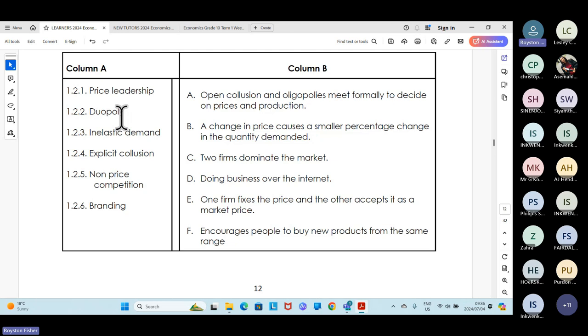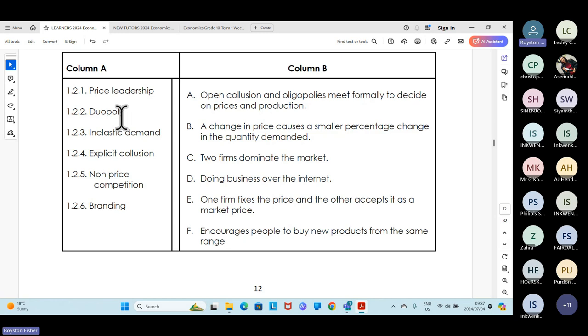1.2.3, inelastic demand. Let's read your answers. Rosendahl says it's B for 1.2.3. Nkulesizwe says it's B. Buren High says it is B. Alston River High says it's B. Santa Clara High says it's B.